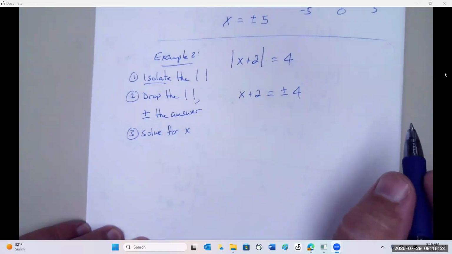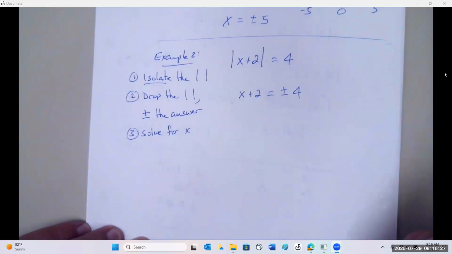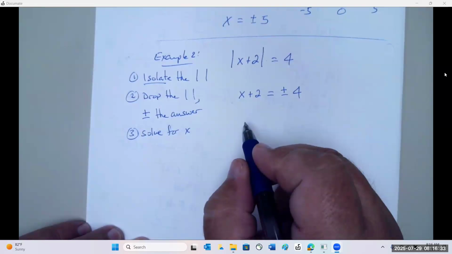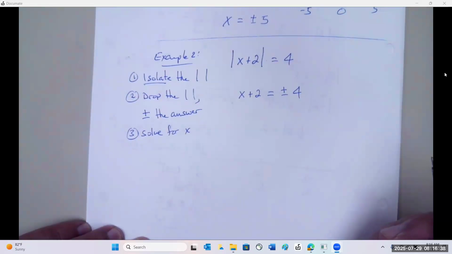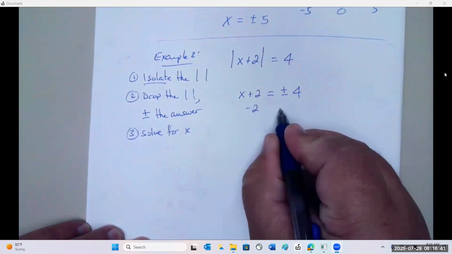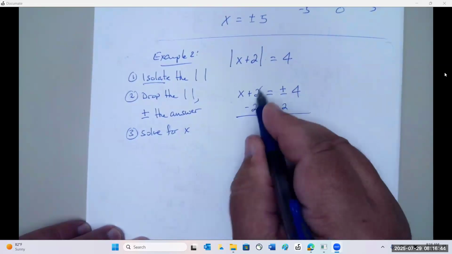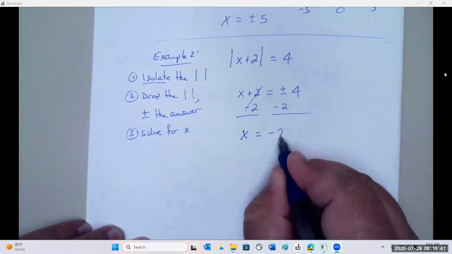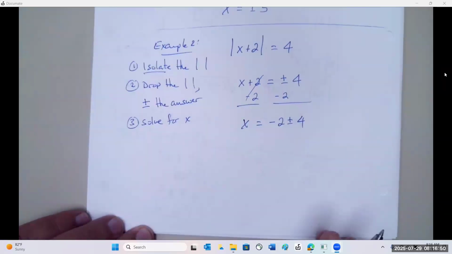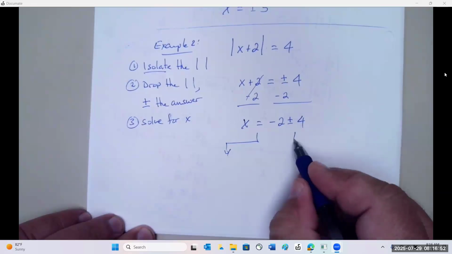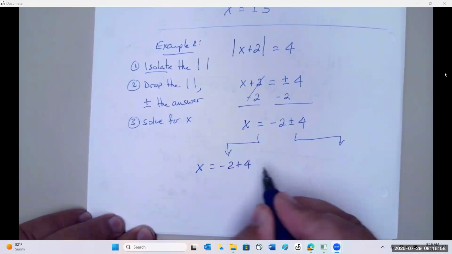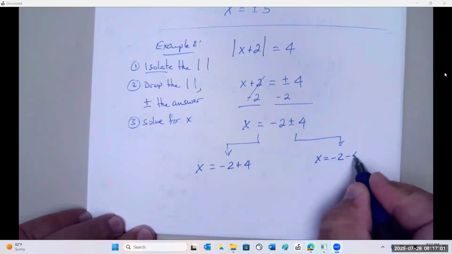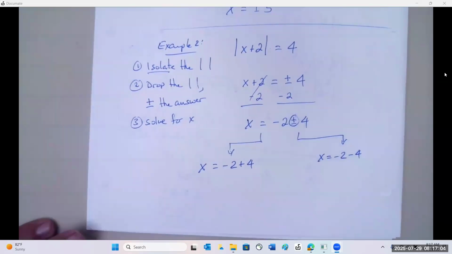Which means I do what? I'm solving for x. Subtract 2. Yeah. It's not a trick question, ladies and gentlemen. It's just straightforward. So we get -2 plus or minus 4. Now we solve both of these. We have x equals -2 plus 4, x equals -2 minus 4. This gives us our two answers.